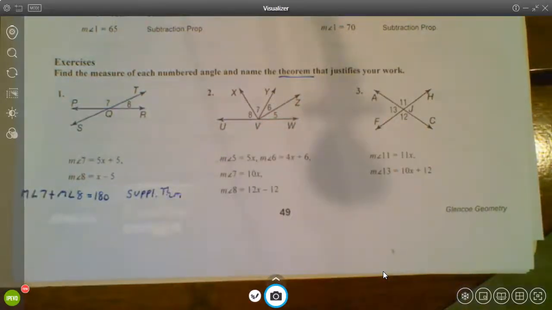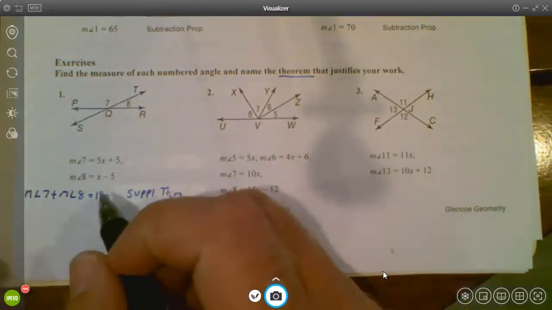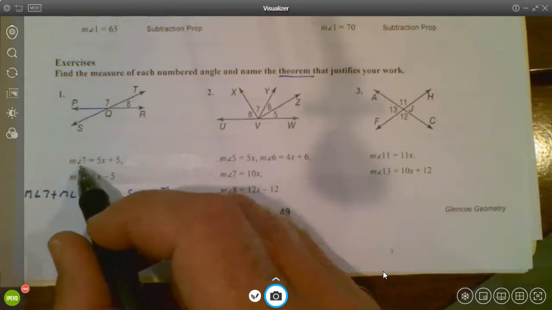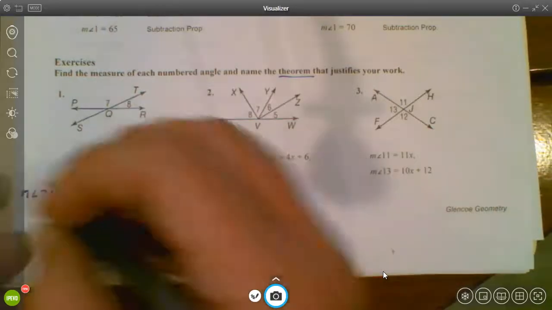All right, so where do we go from there? Here's where we can substitute in the information. So I'm going to replace angle 7 with 5x plus 5.